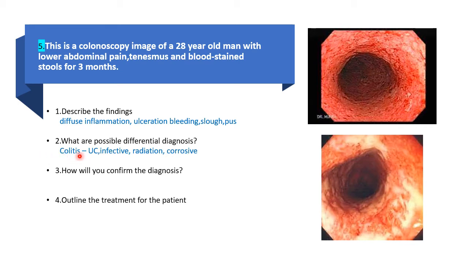It is a diffuse colitis, and the common causes are ulcerative colitis, infective colitis, radiation colitis, or corrosive colitis. How will you confirm the diagnosis? By doing a colonoscopy and biopsy of the lesion. Outline the treatment for the patient. Patients are given a course of aminosalicylic acid or 5-ASA, sulfasalazine, analgesics, and some patients even need steroids to control the inflammation.